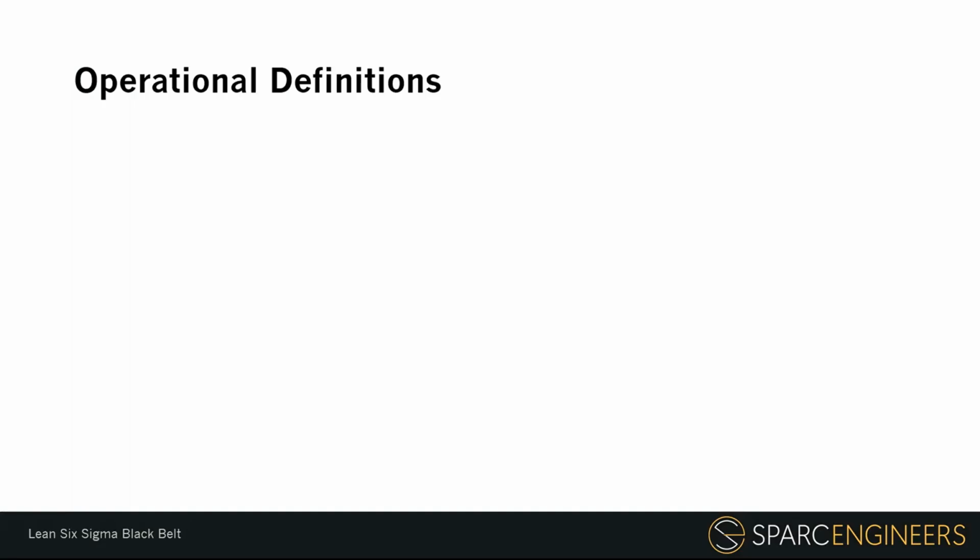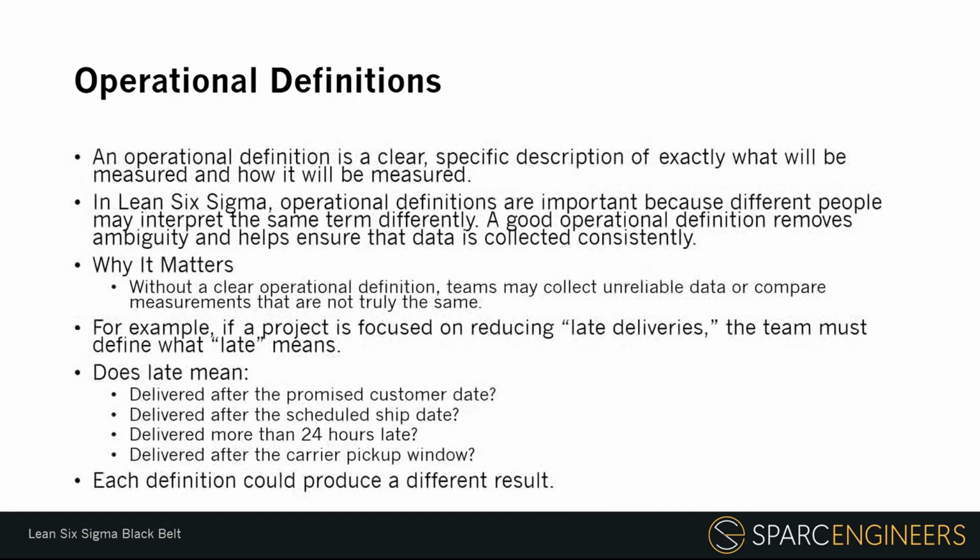Operational definitions. An operational definition is a clear and specific explanation of exactly what will be measured and how it will be measured. In Lean Six Sigma, we do not want vague measures. We want definitions that are specific enough that two different people could collect the same data and reach the same conclusion. For example, the slide uses the example of late deliveries.